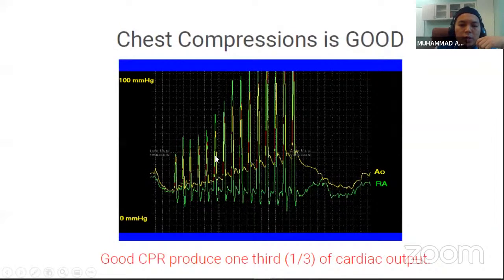Okay, so this is just to say that a good CPR, good chest compression will give only actually 1/3 of cardiac output. So paling bagus punya chest compression pun sebenarnya 1/3 saja darah yang keluar daripada jantung tu, cardiac output itu panggil, berbanding dengan normal, compared to our own normal cardiac compression, right?